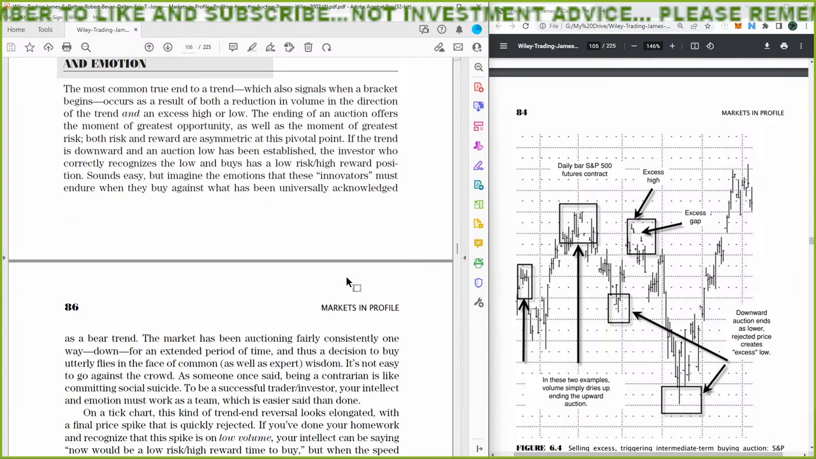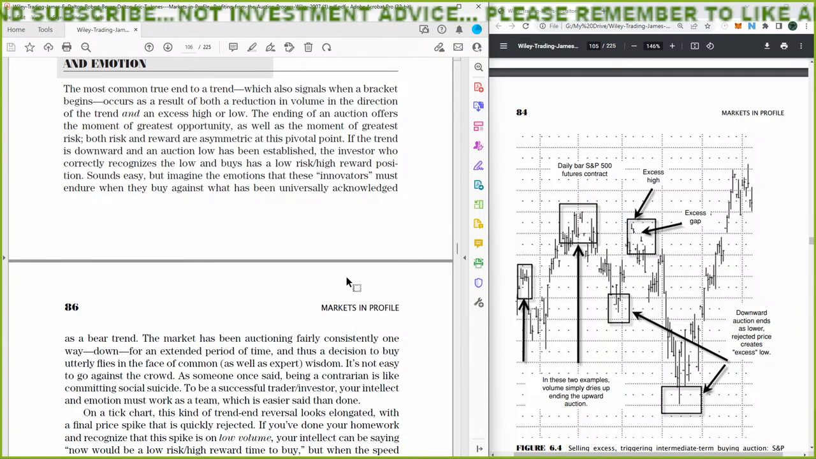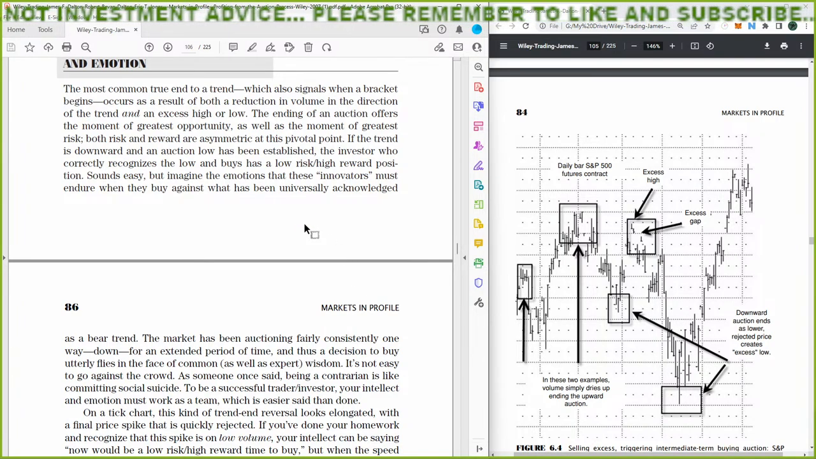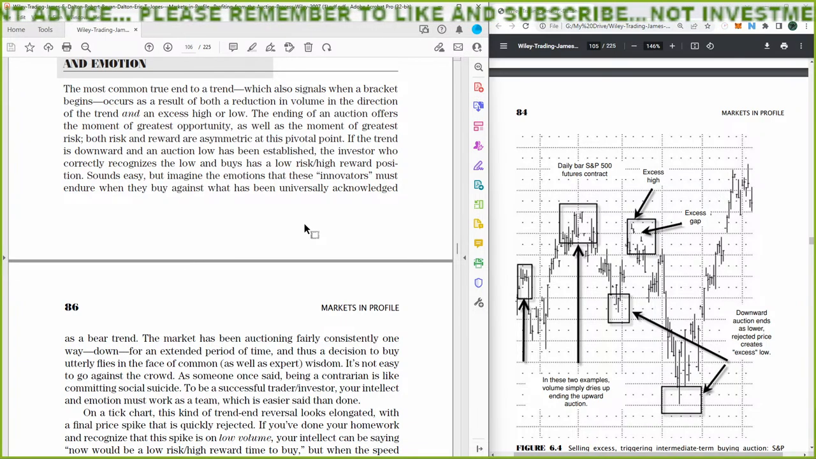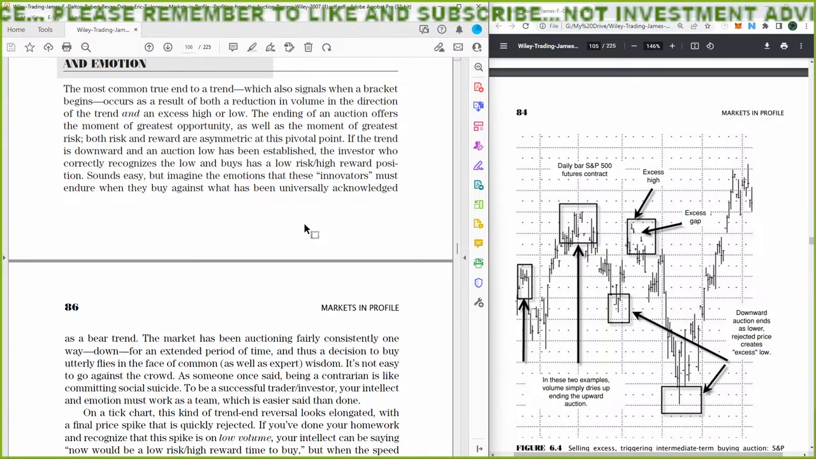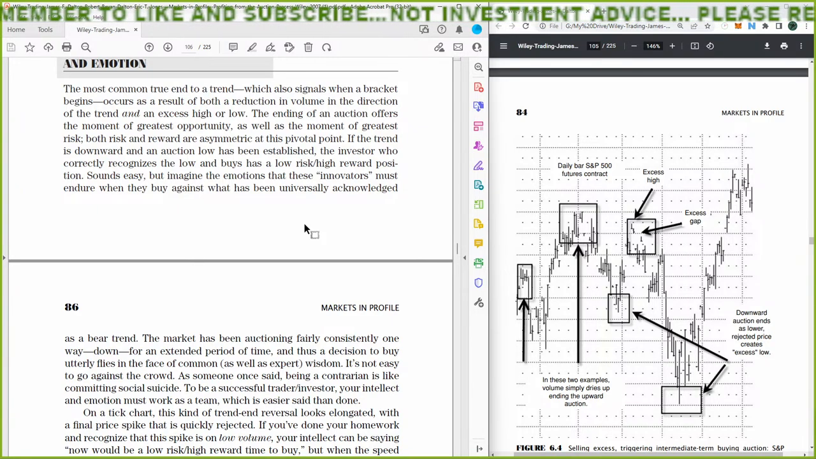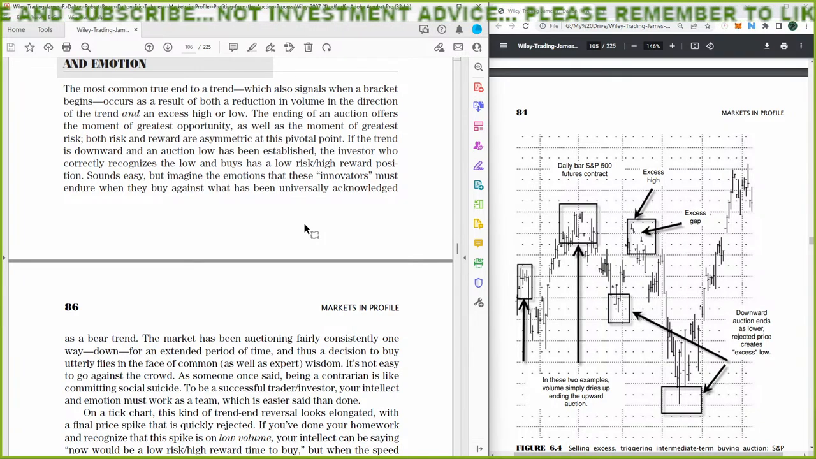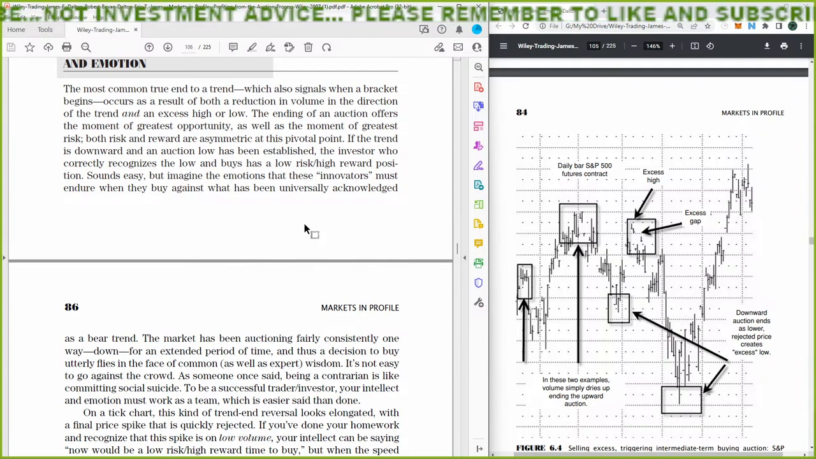The most common true end to a trend, which also signals when a bracket begins, occurs as the result of both a reduction in volume in the direction of the trend and an excess high or low. The ending of the auction offers the movement of greatest opportunity as well as the moment of greatest risk. Both risk and reward are asymmetric at this pivotal point.